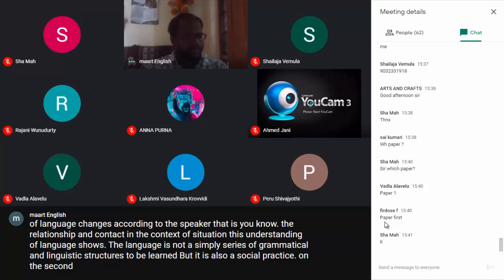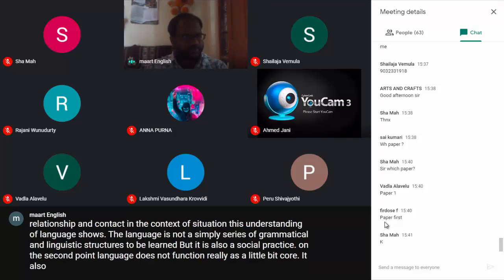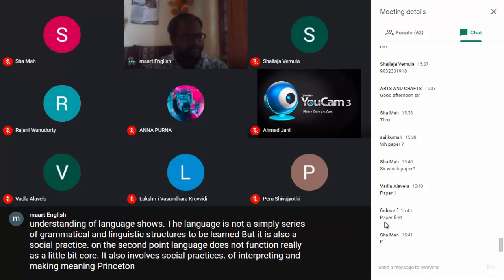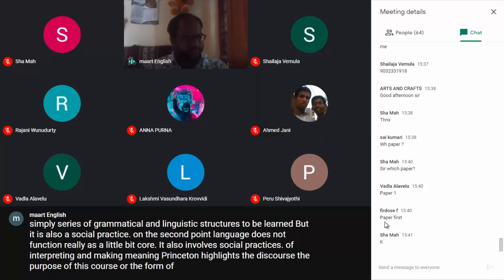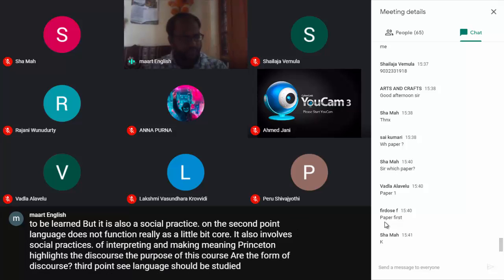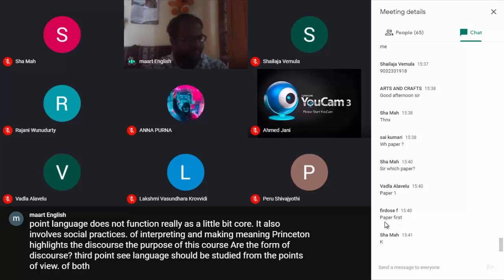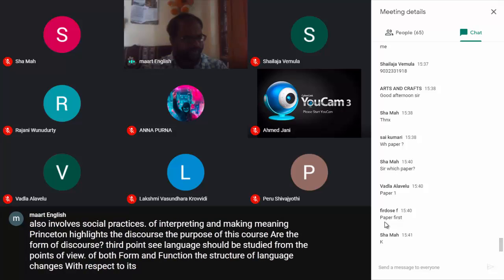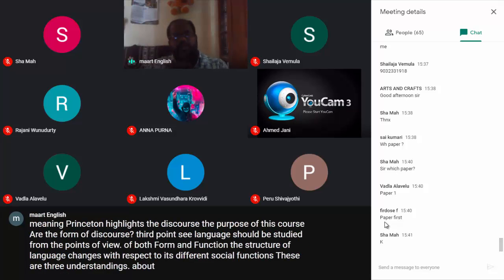From the second point, language does not function merely as a linguistic code. It also involves social practices of interpreting and making meaning. That means it highlights the discourse, the purpose of discourse, and the form of discourse. The third point, language should be studied from the points of view of both form and function. The structure of language changes with respect to its different social functions. These are three understandings about the language learning.